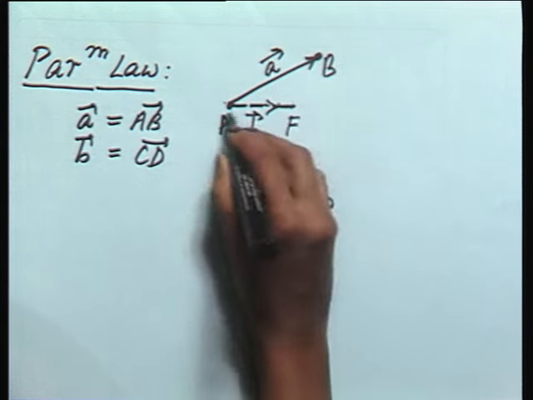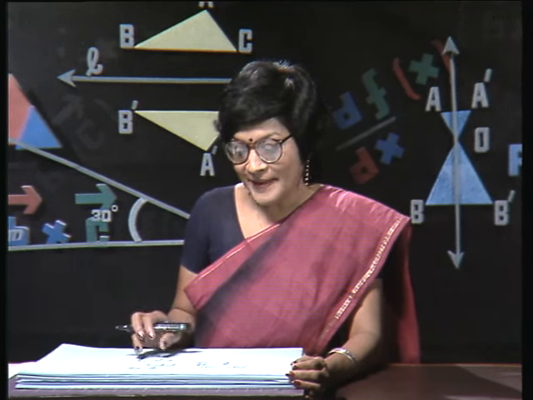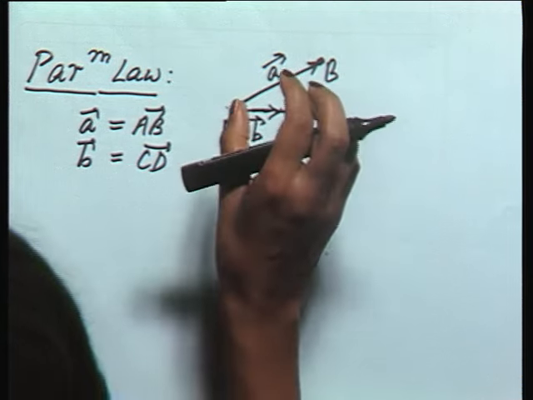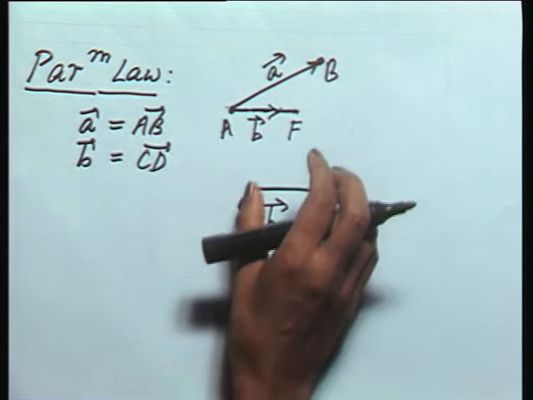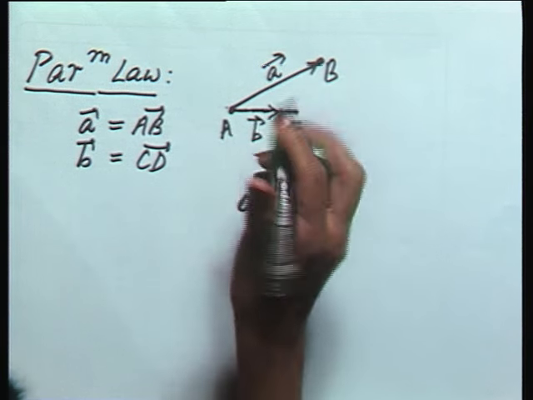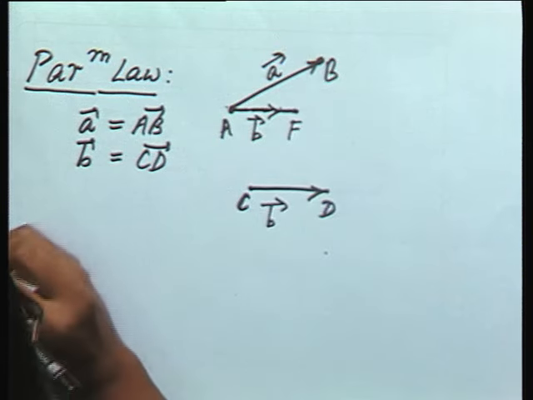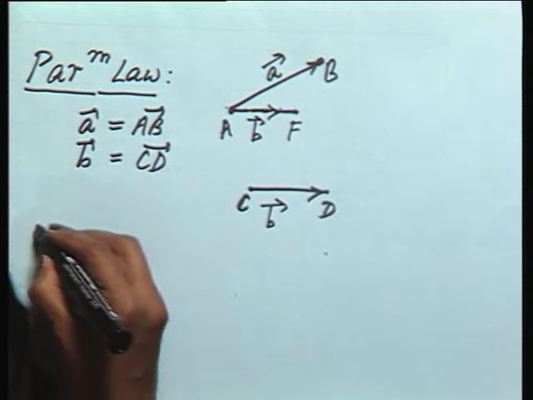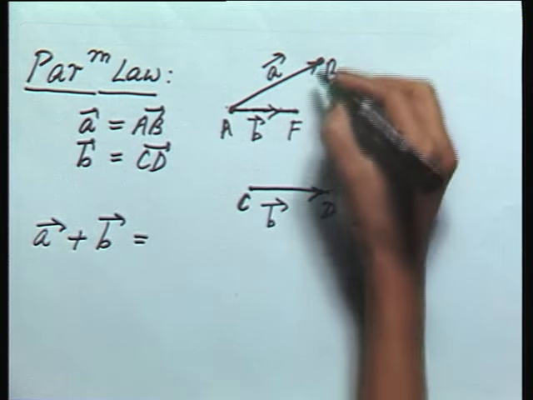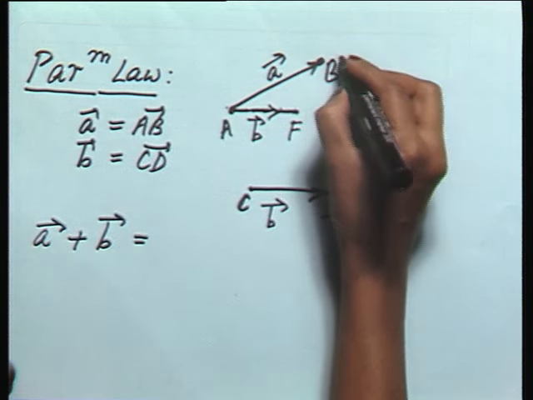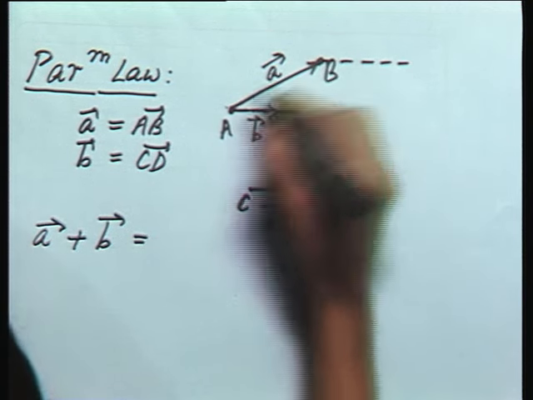Here's our A, here's our B. In this case, we have drawn a vector parallel and equal to CD through A. In other words, what we have done is to move the vector B parallel to itself so that its initial point coincides with the initial point of A. And the definition of A plus B according to this law is given in the following way. You complete the parallelogram with the two sides as AF and AB.